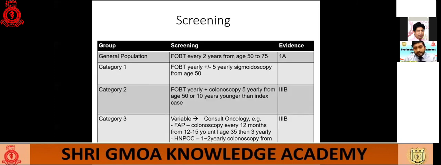Here is a rough guide for general population screening for GI pathology. We can do fecal occult blood yearly, or every 2 years from age 50 to 75, or we can do 5-yearly sigmoidoscopy from the age of 50. These are the kind of screening guidance that you can use to assess the general population.